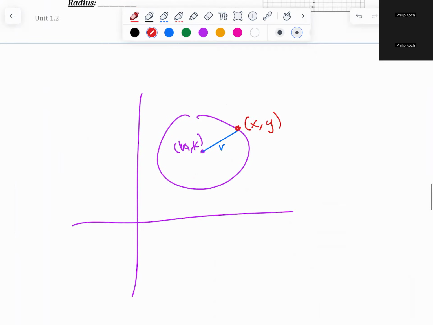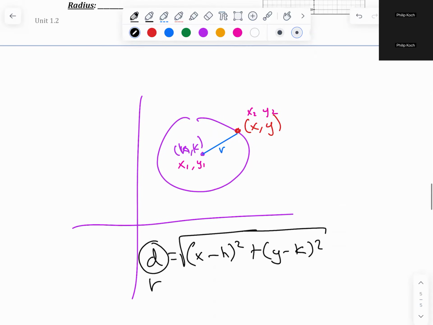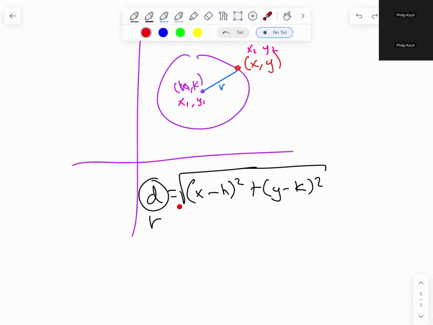By the distance formula, if this is my x sub 2, y sub 2, and this is my x sub 1, y sub 1, then the distance is equal to the square root of x sub 2 minus x sub 1 squared plus y sub 2 minus y sub 1 squared. So that would be x minus h quantity squared plus y minus k quantity squared, and the distance is r. Square both sides of this formula right here. The square root goes away, r becomes squared, and boom, you have the formula. That's how it comes to be. It's algebra. That's all it is.